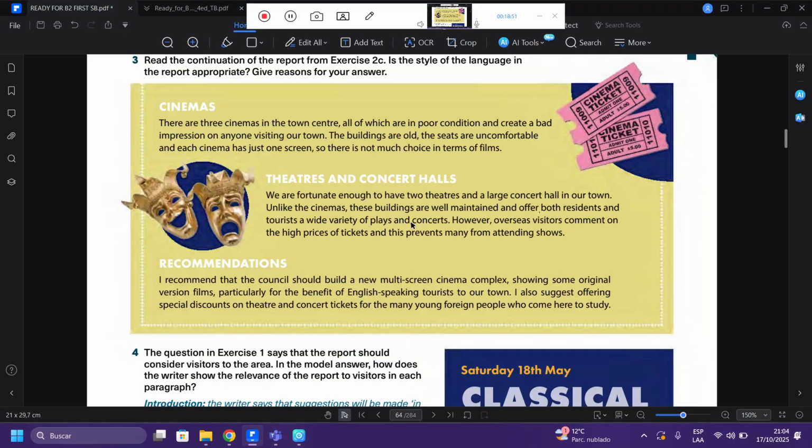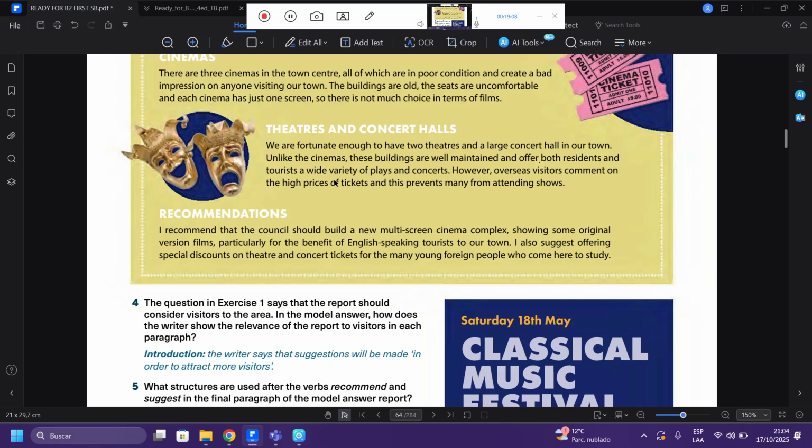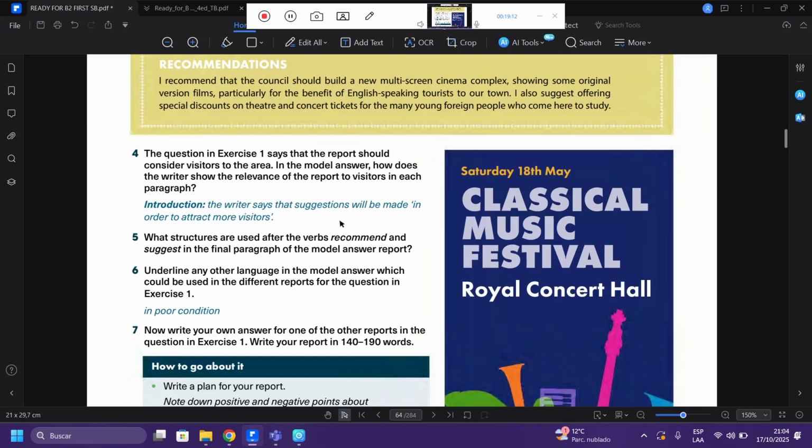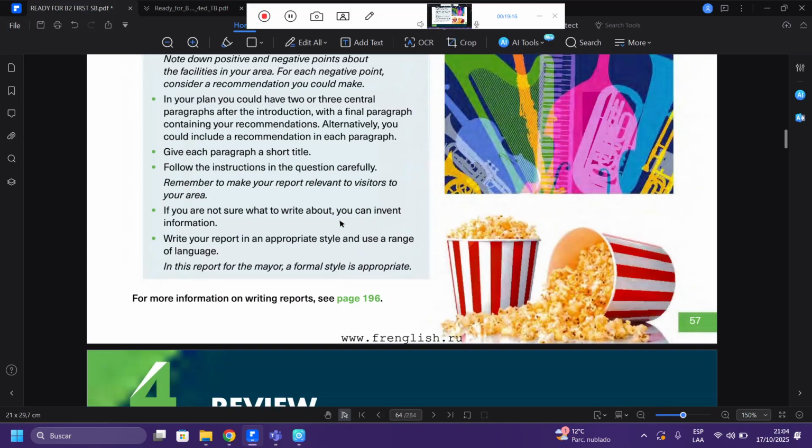As you can see here, this is the model answer of the report. Cinemas is the subheading, then it explains this, then the recommendations here, and the other subheading, theaters and concert halls. That is an example of how you have to write your report, right? So you can base your writing skills on this. Then we have this, which is not that important because it is only a paragraph.